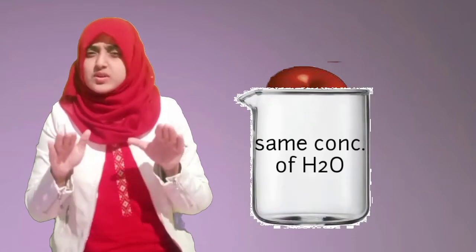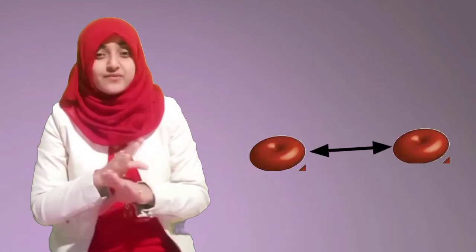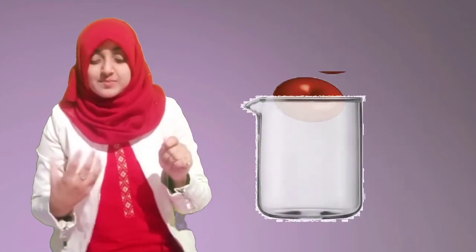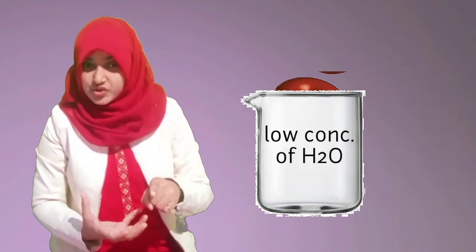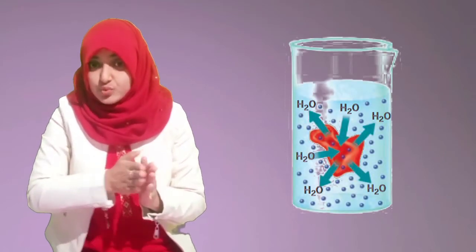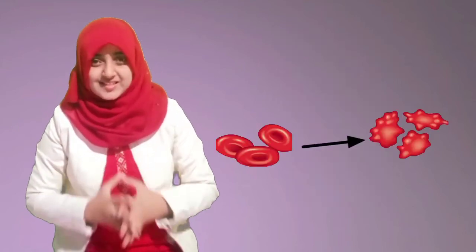And now suppose I place a cell in a medium whose water concentration is the same as that of a cell. Well, at that point, the cell size would have no change because the amount of water coming in and going out will be equal. And suppose I place a cell in a medium whose water concentration is less than that of a cell. So in that case, the water from the cell would move out. As a result, the cell would shrink in its size.